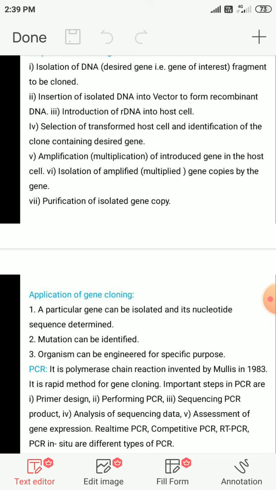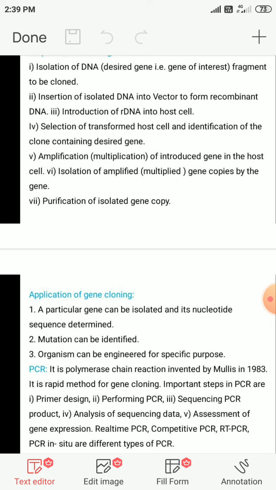Now the applications of gene cloning. The first application: a particular gene can be isolated and its nucleotide sequence determined. Second, mutations can be identified. If there is a mutation, a chromosomal mutation or a gene mutation, what type of mutations are there?